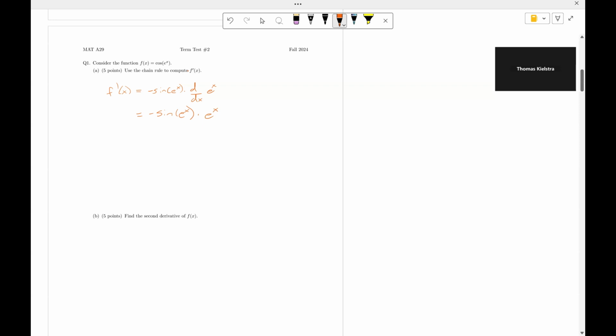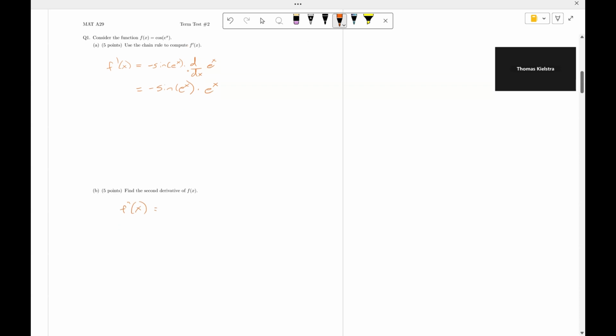Now here, to compute the second derivative, which is part b, it's slightly more challenging. What we have is a product rule. So for the second derivative, we need to take this expression and solve its product rule. Now, here, what I'm going to do is a little f prime g plus f g prime. And this is in my head, this is in quotes. And here, f is going to be minus sine e to the x. And g is going to be e to the x.